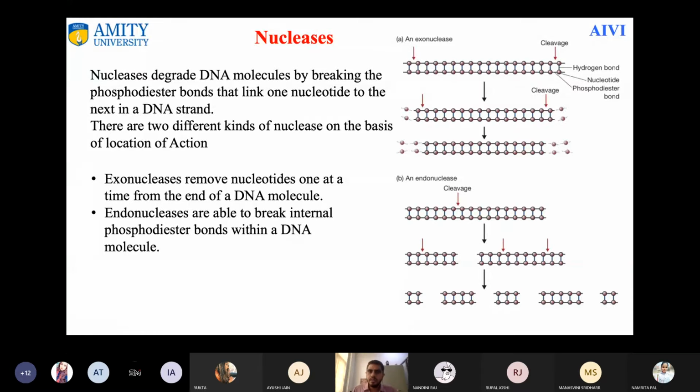Okay, so as you can see, this is a nucleotide. Two nucleotides are joined by the sugar phosphate backbone. So the job of a nuclease, as mentioned, is cleavage. Cleavage simply means it is going to break the phosphodiester bond. Two nucleotides are joined together by a phosphodiester bond, so the job of this nuclease is breaking down the phosphodiester bond.